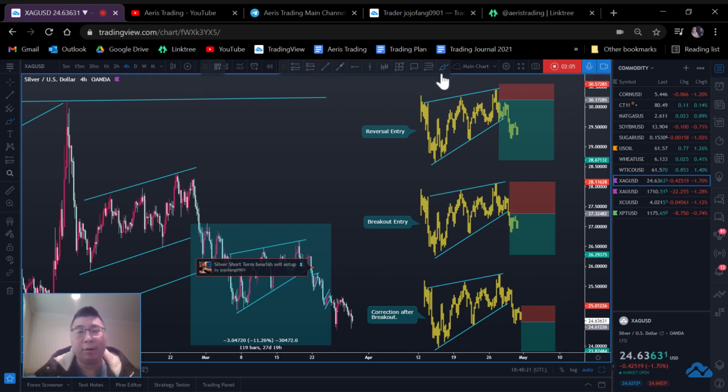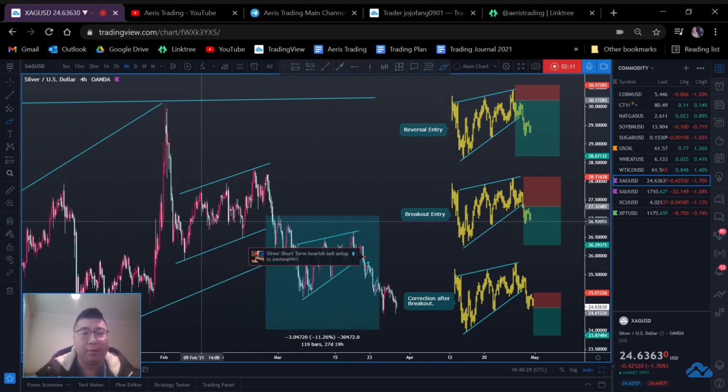Remember, we always talk about that. We want to be in the next impulsive phase of the market. We want to enter when the price is impulsive. We don't want to be stuck in the consolidation phase.